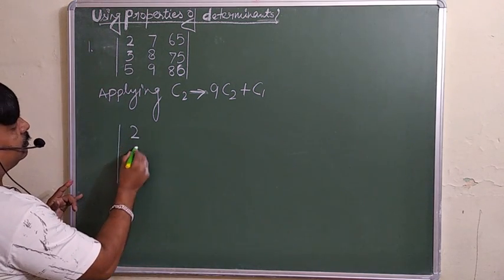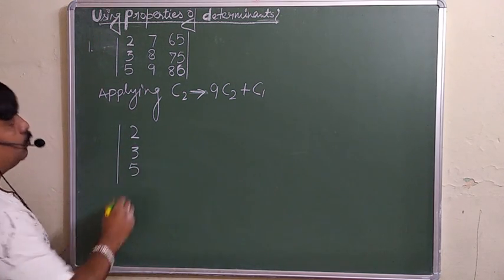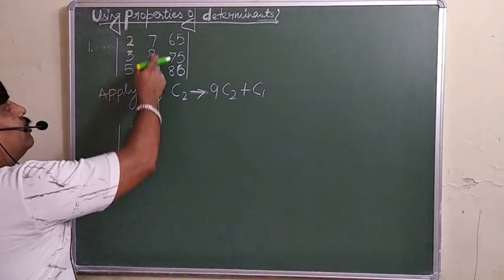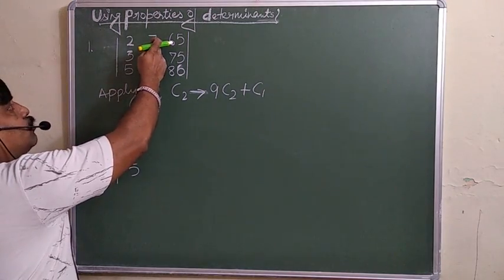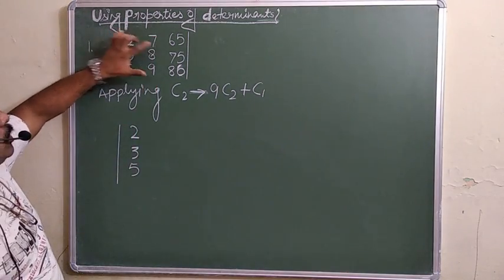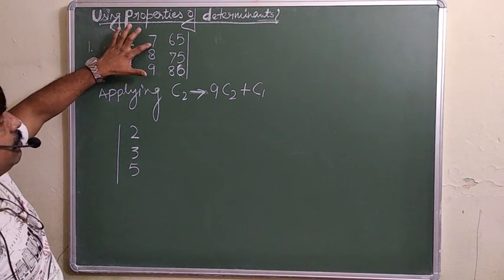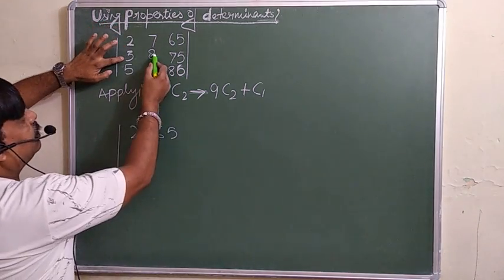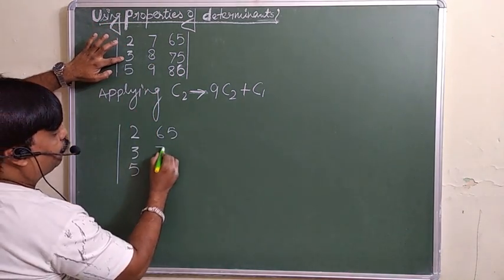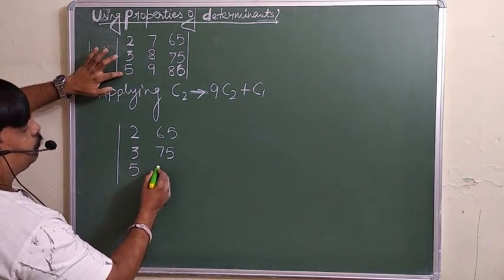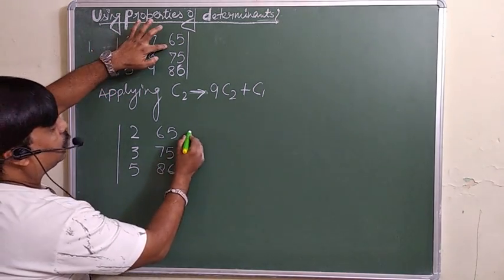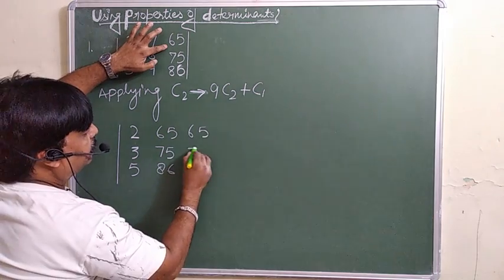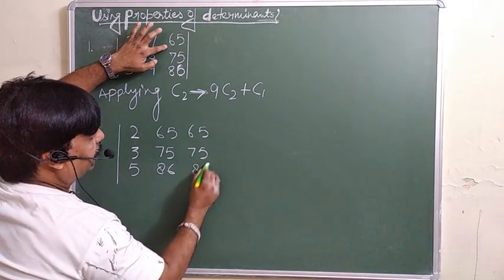The first column remains as it is, no change. But in the second one, what are we doing? We are doing 9 times of this one plus C1. So 9 7s are 63 plus 2, you will get 65. 72 plus 3 is 75. 81 plus 5 is 86. And the third column is already 65, 75, 86.